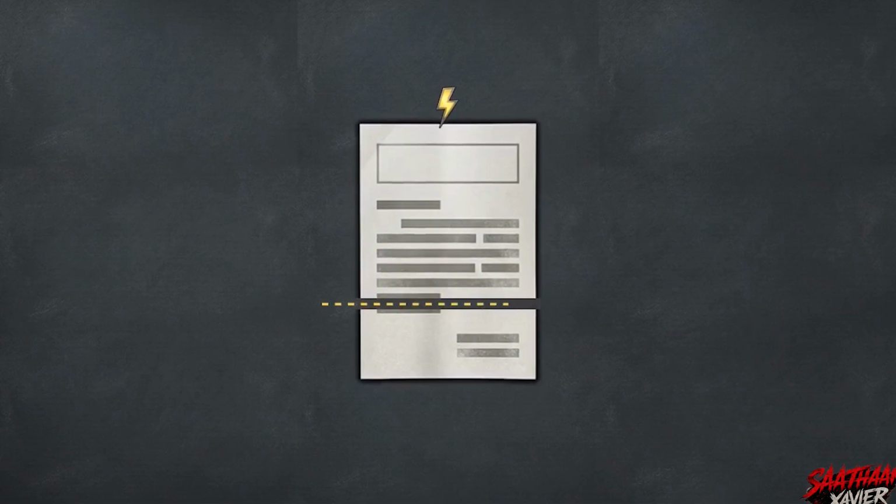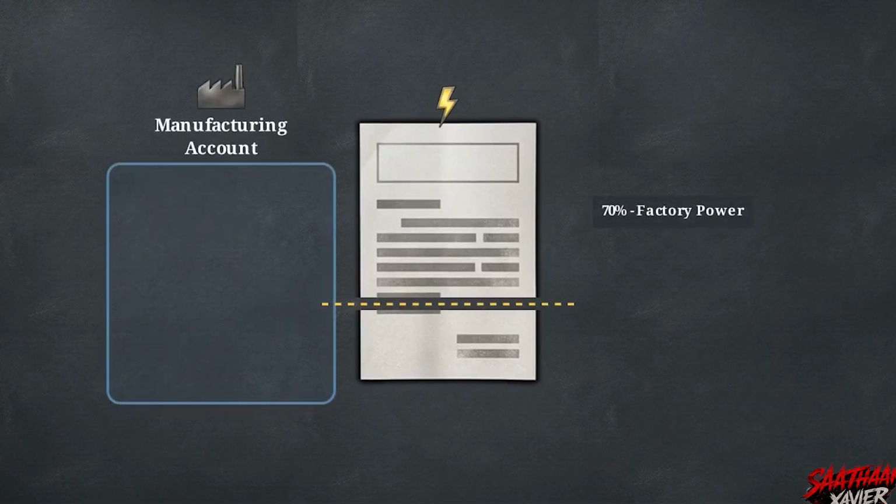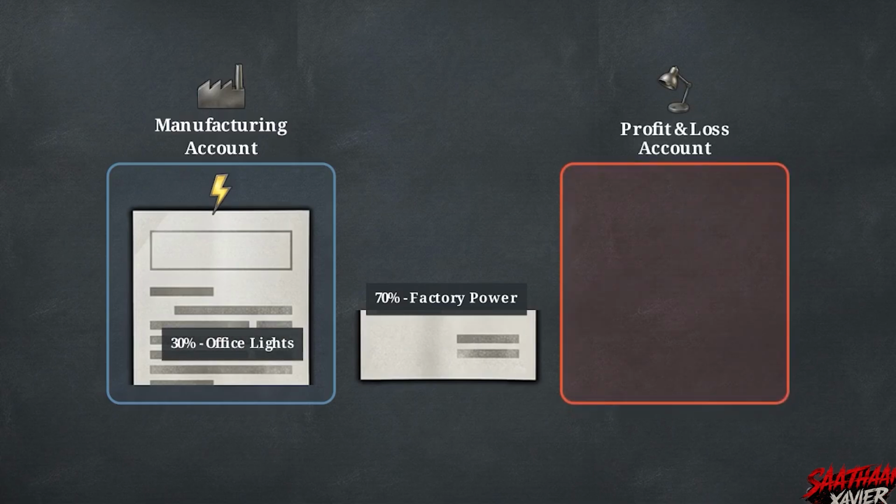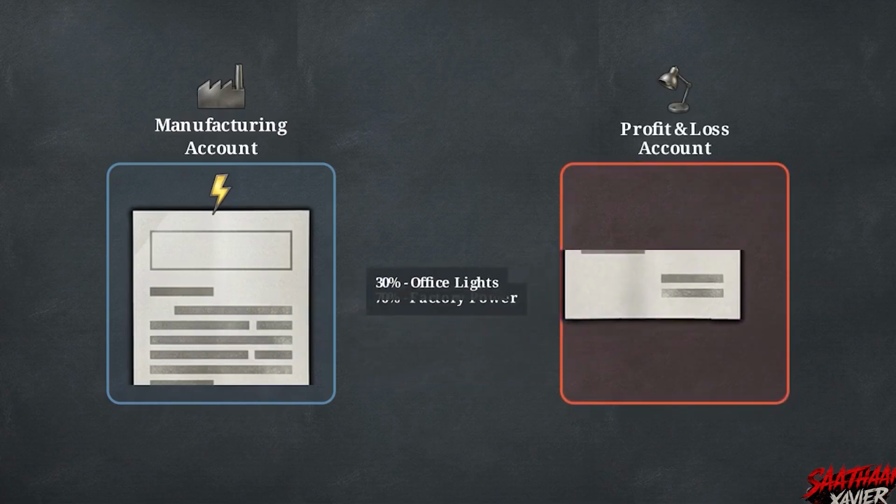We also have to divide shared business expenses. Take this electricity bill. The power used by the heavy machinery, say 70% of the total, must slide into the manufacturing account, while the remaining 30% powering the office lights goes straight to the profit and loss account.